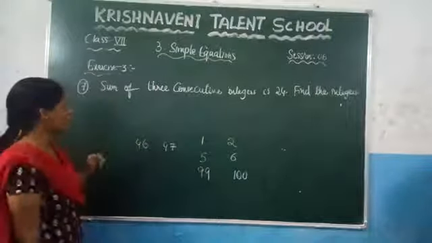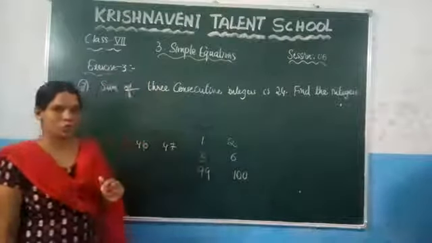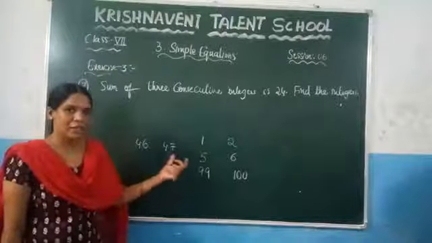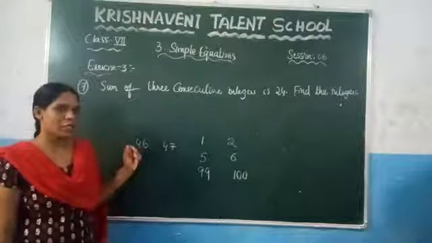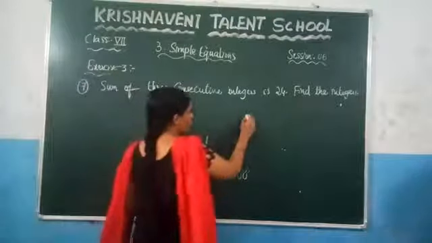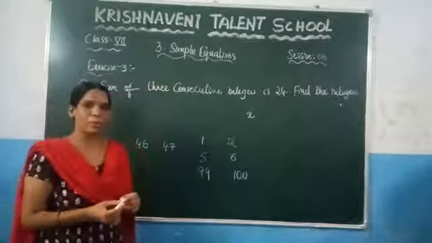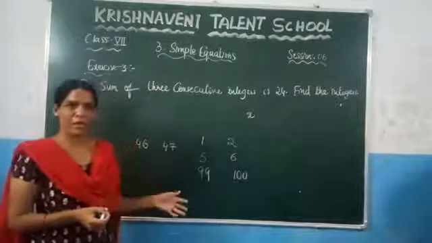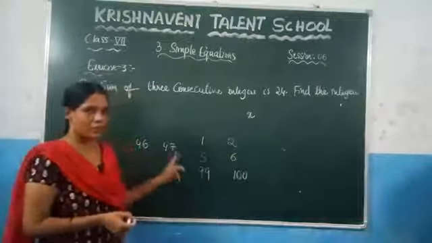Similarly here, they are saying the sum of the three consecutive integers is 24. That means if you add three consecutive numbers, you have to get the answer as 24. Now you need to find those consecutive numbers. If you don't know them, let us consider one number as x. So what is the consecutive number of x?